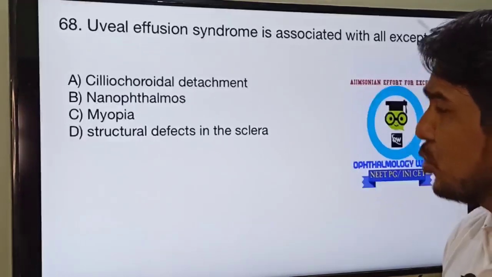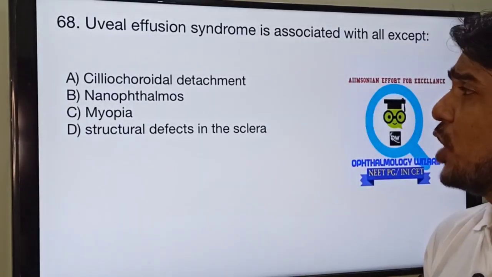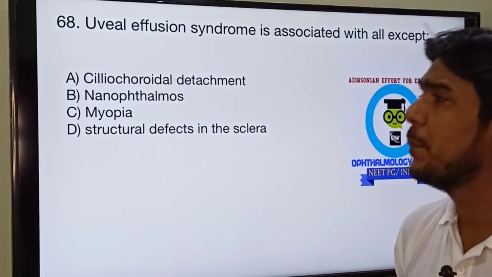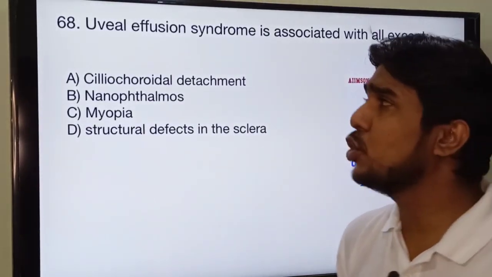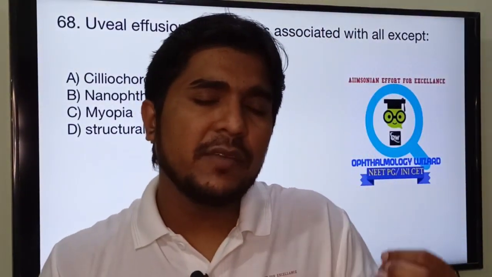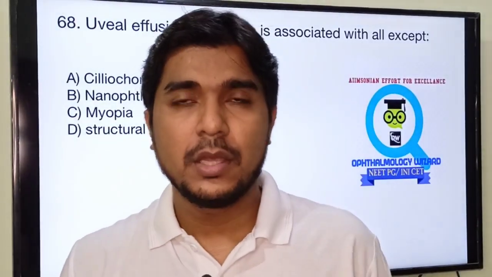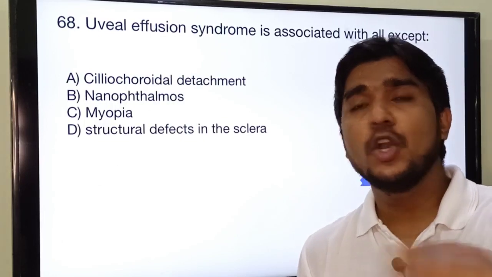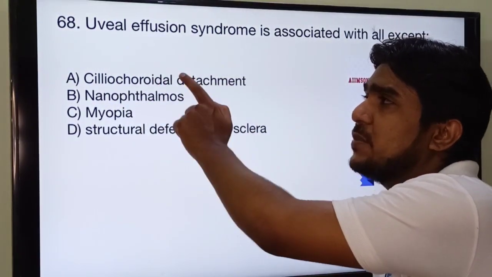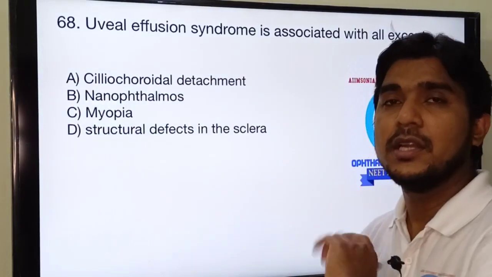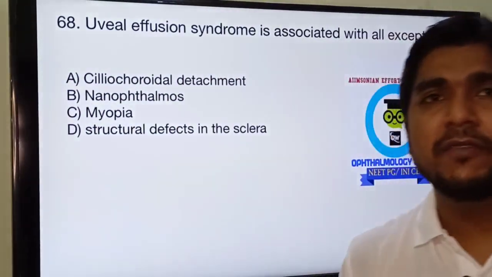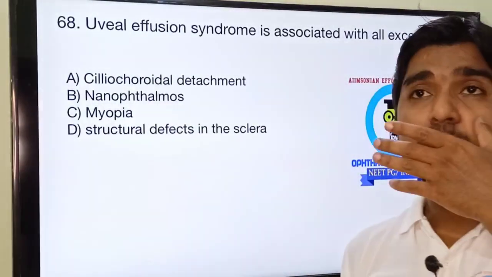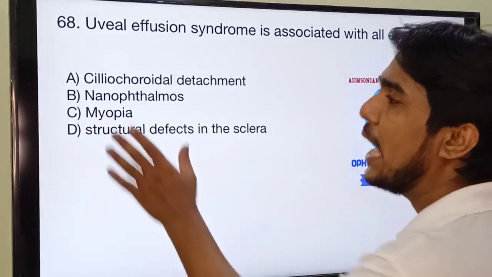Uveal effusion syndrome is associated with all except: ciliochoroidal detachment, nanophthalmos, myopia, structural defects in the sclera. What should be the answer? Uveal effusion syndrome involves ciliochoroidal effusion, and this ciliochoroidal effusion causes the ciliochoroidal detachment. So this is right. This occurs when there is a congenital scleral defect or scleral abnormality, and it is more frequent in the nanophthalmic eye, chota aankh.